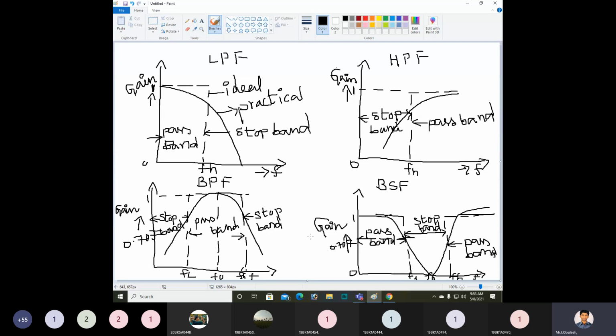So the active filters are typically specified by the voltage transfer function, H of S is equals to.